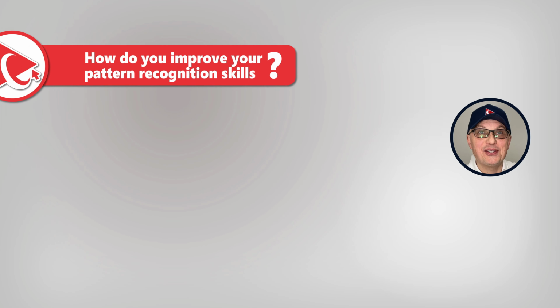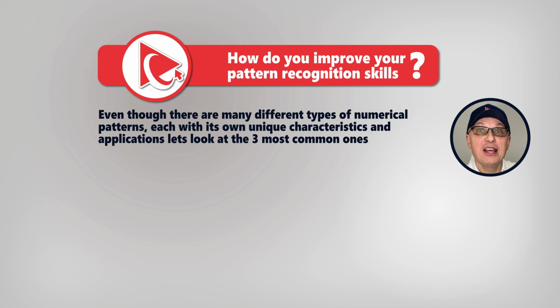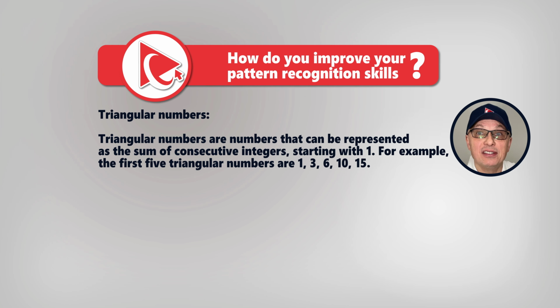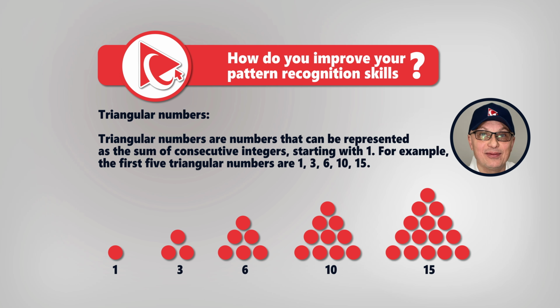I get a lot of questions on how to improve your pattern recognition skills. Let me share with you 3 common patterns we frequently see on the test. Let's start with triangular numbers. Triangular numbers are the numbers that can be represented as a sum of consecutive integers starting with 1. For example, the first 5 triangular numbers would be 1, 3, 6, 10, and 15.